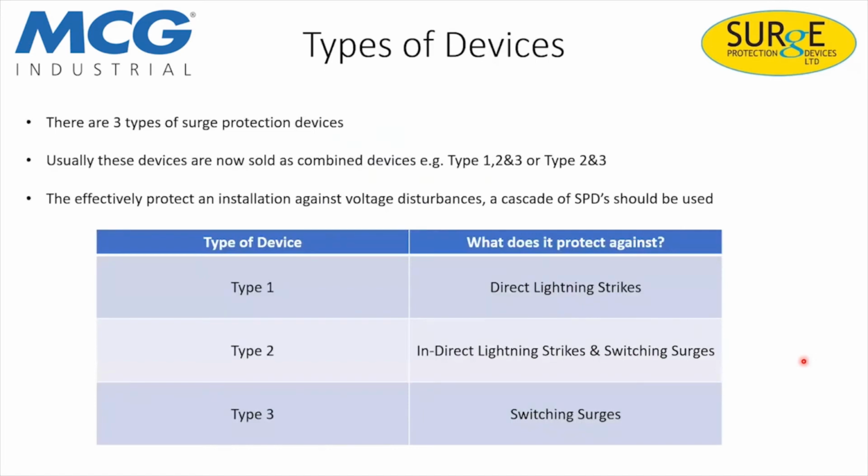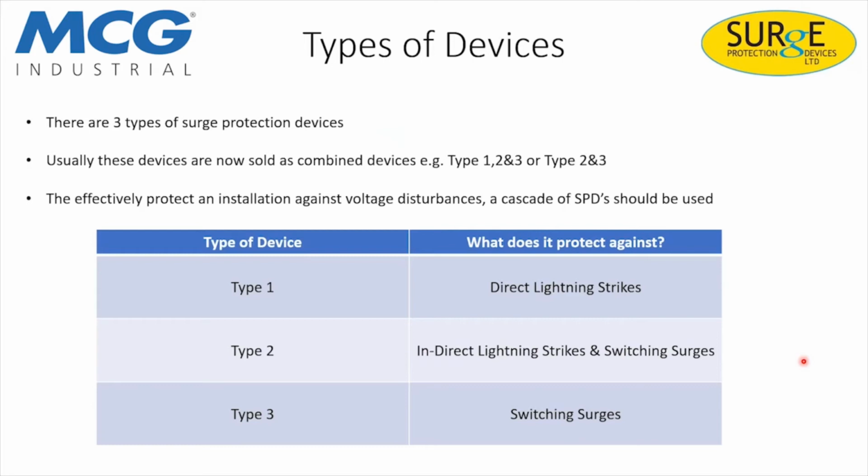So we have 3 types of surge protection devices. We have our type 1s, which is our lightning protection devices, and they are there to protect against direct lightning strikes. We have our type 2s, which cover our indirect lightning strikes, so if it strikes the ground nearby, and our switching surges. And we have type 3, which protects local equipment against switching surges.